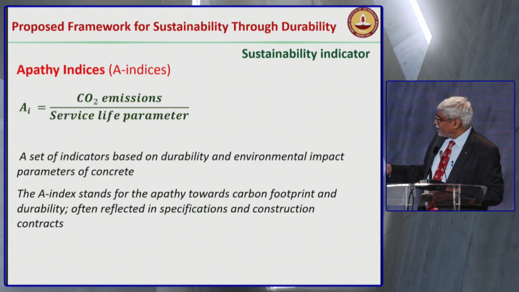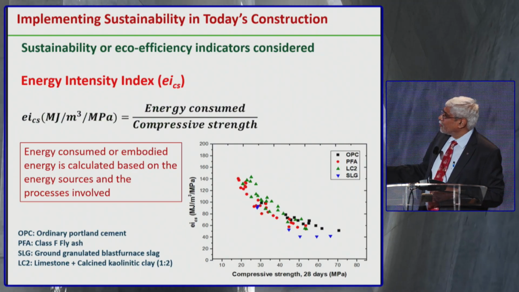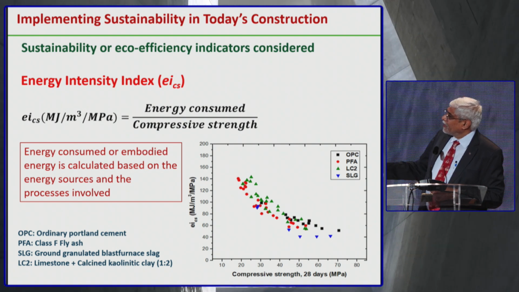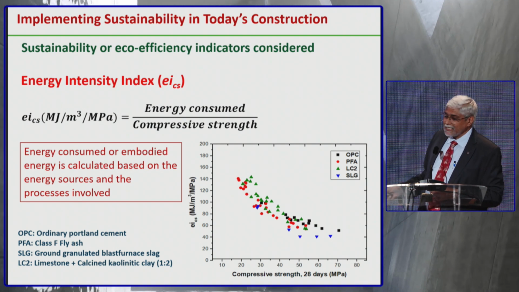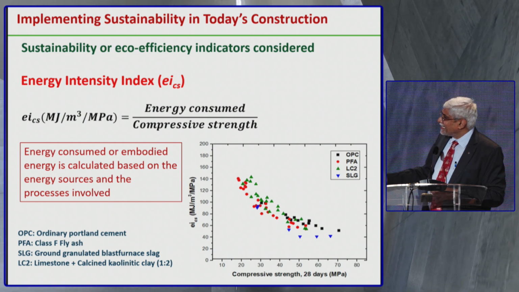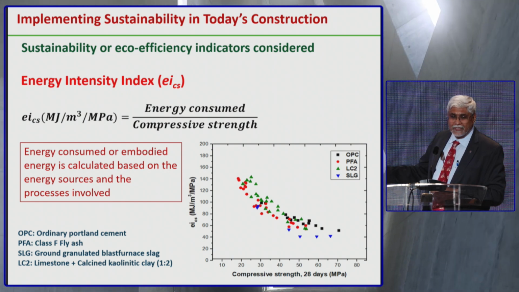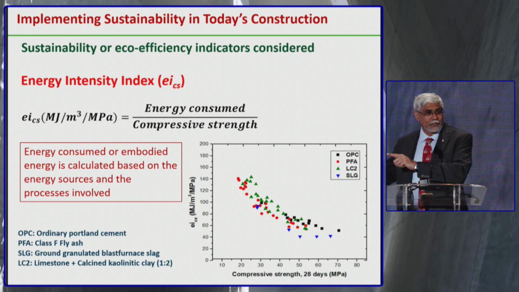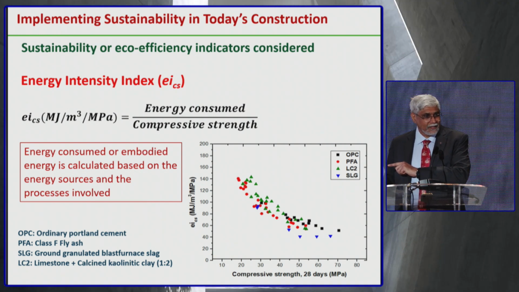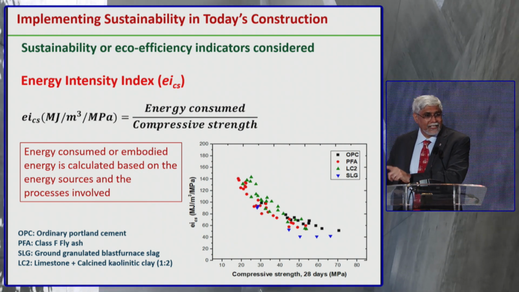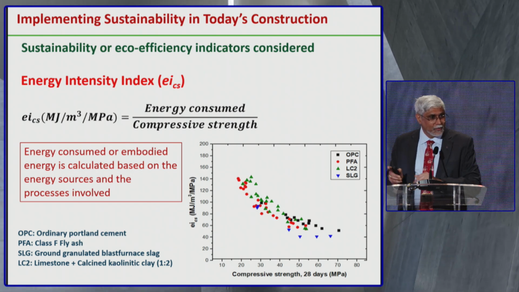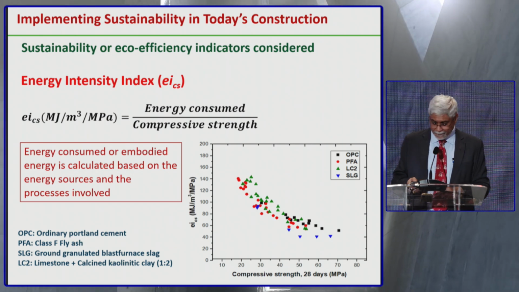And you have this nice looking curve, similar to what Vanderlei John has in many of his presentations. As strength increases, the energy intensity comes down. So clearly it is good for us to use higher strength. Because for the same rate of increase of strength, you will require less energy in your concrete.